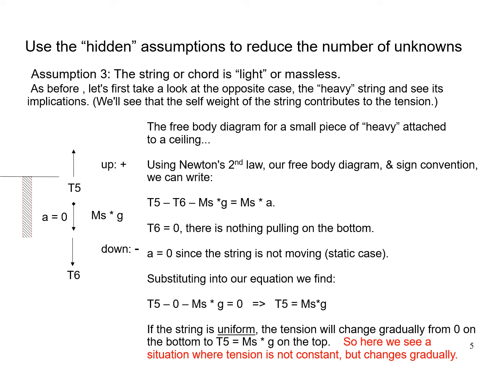And in fact, we solved this same problem in an earlier video. Now, if we assume the piece of string is uniform, that is, its mass is uniformly distributed, we find the tension increases steadily as we move up the string. That is, the tension starts at 0 on the bottom and increases to the weight of the string at the top. The intuition is this: the self-weight of the string adds tension.